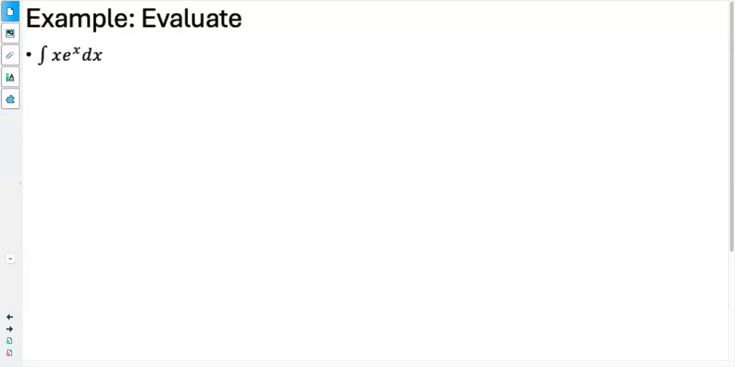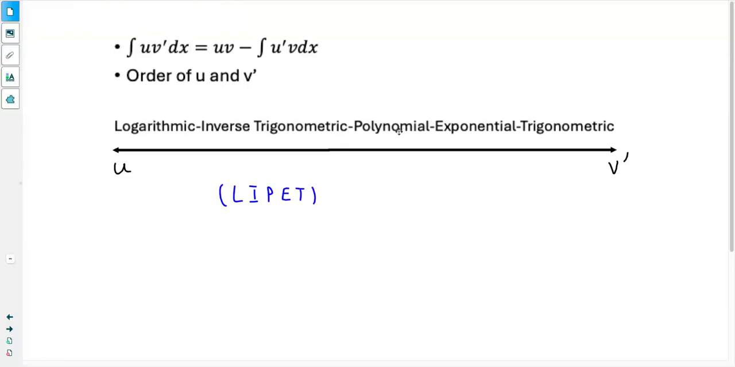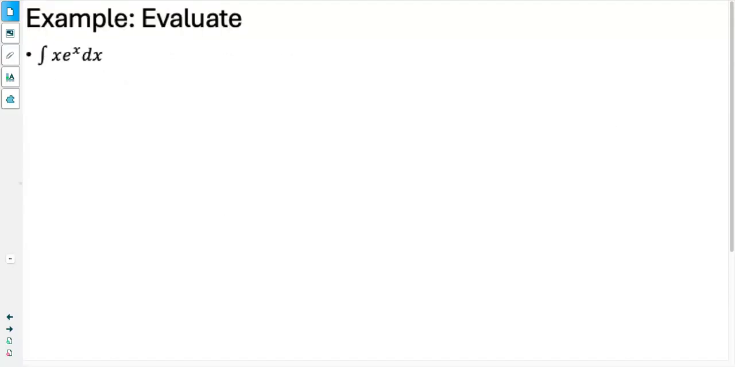So for example, evaluate the integral of x times e to the x dx. Now, if we look back on that previous page, we have a polynomial here and an exponential here. Our polynomial is further to the left on the sliding scale, so our polynomial is going to be our u, while our exponential will be our v prime. So we know u is equal to x, while v prime is e to the x.